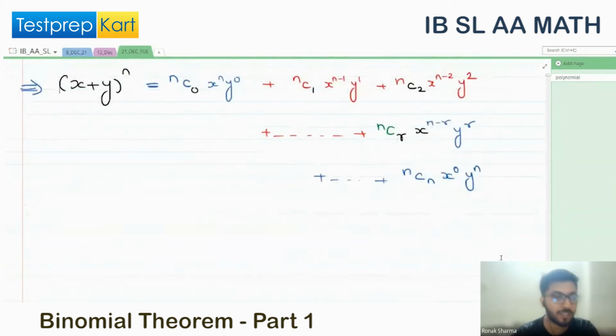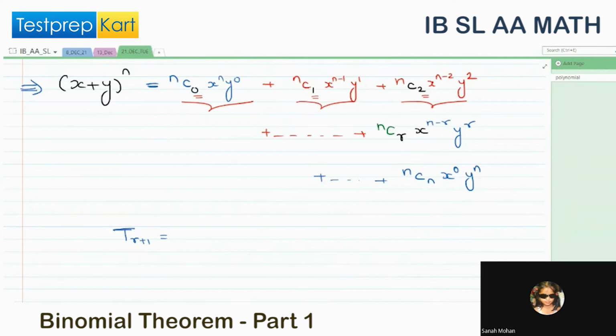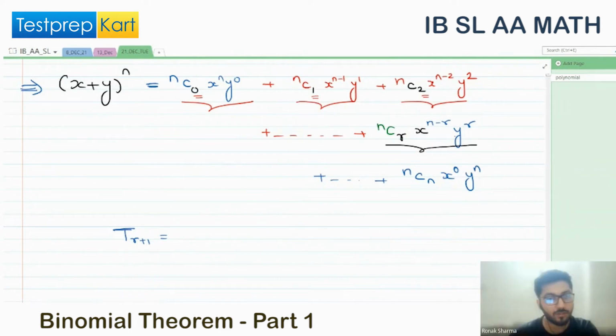See, if we go for the general term, let's say if I want to ask you the r plus 1 at term, let me first explain why I am saying that r plus 1 at term. Can you see one thing, Sana? For the first term we are having here 0. For the second term we are having 1. For the third term we are having 2, right? So which term is this going to be?